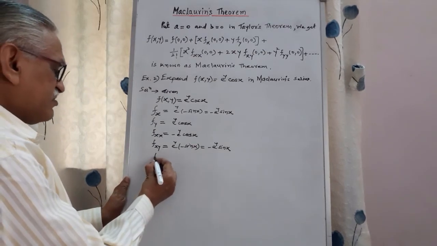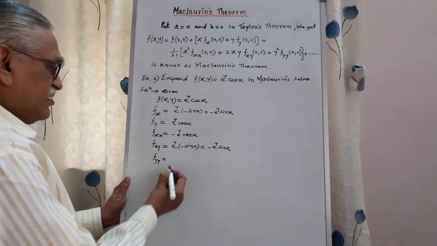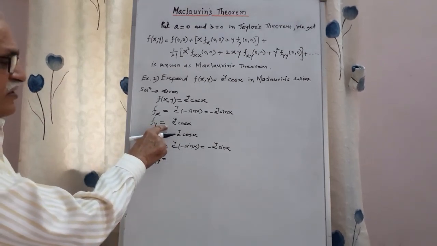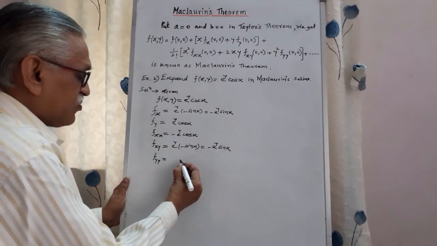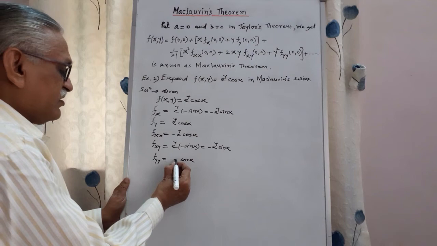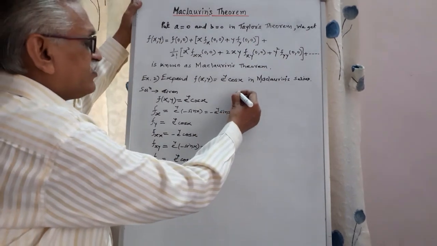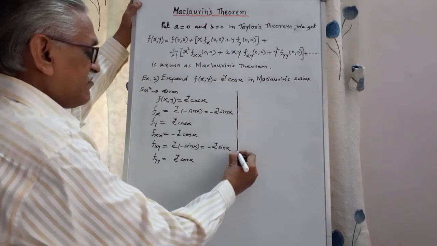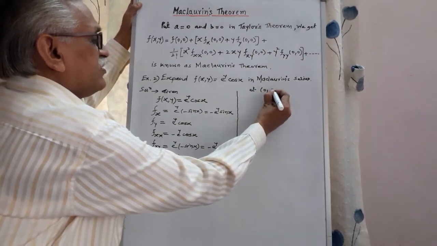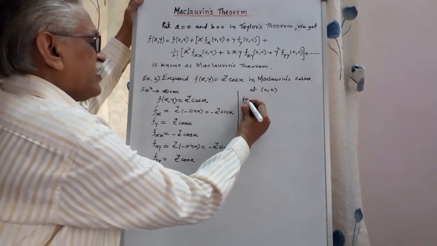Okay, and the last, fyy: once again differentiating this with respect to y, keeping x constant, cos x is a constant term, and the derivative of e raised to y is e raised to y. Okay, and then finding these at the point 0, 0.